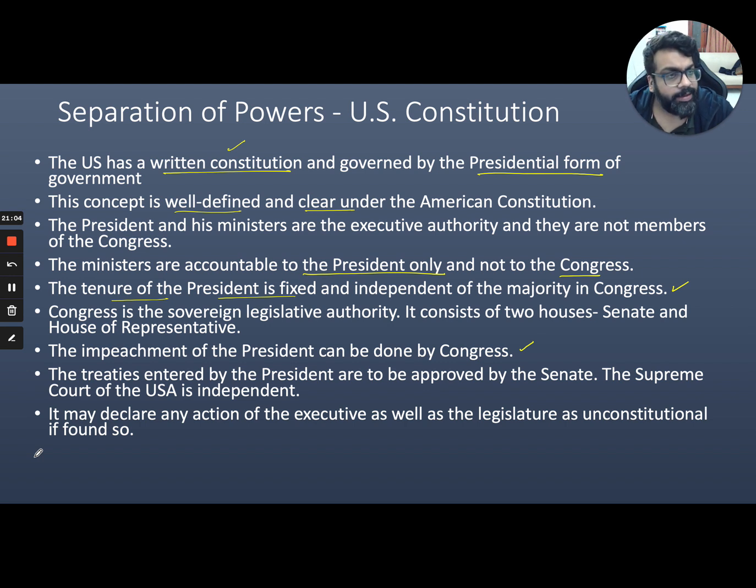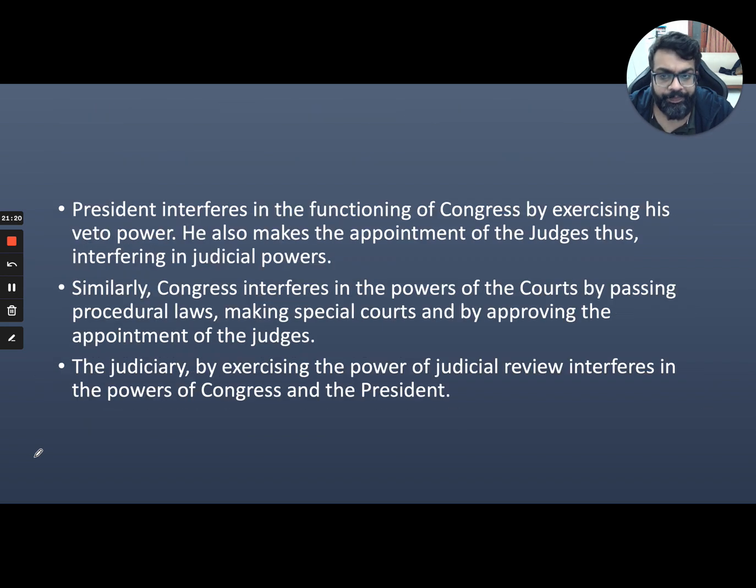And in fact, in the most heightened form would you see judicial review to be executed. The Supreme Court of the US can declare any action of the executive as well as the legislature as thoroughly unconstitutional if found so. Now, to further understand this, the president does interfere in the functioning of the Congress by exercising certain veto powers, as I was telling you about, in the sense that it is the president who decides the final appointment of judges, therefore interfering in judicial powers.